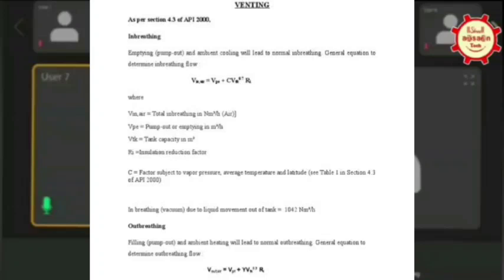So all these calculations will be done when we calculate the vent in and vent out, the outflow of those gases. At that time we'll do that, but not in the shell calculation or the roof calculation. In the floating roof calculation, at that time we include this API 2000 calculation also, the gas inflow and gas outflow. Okay.